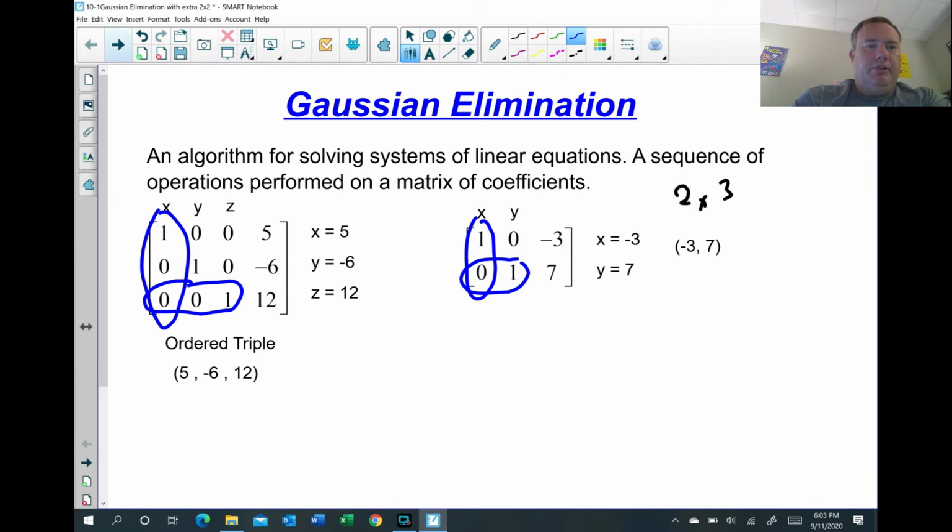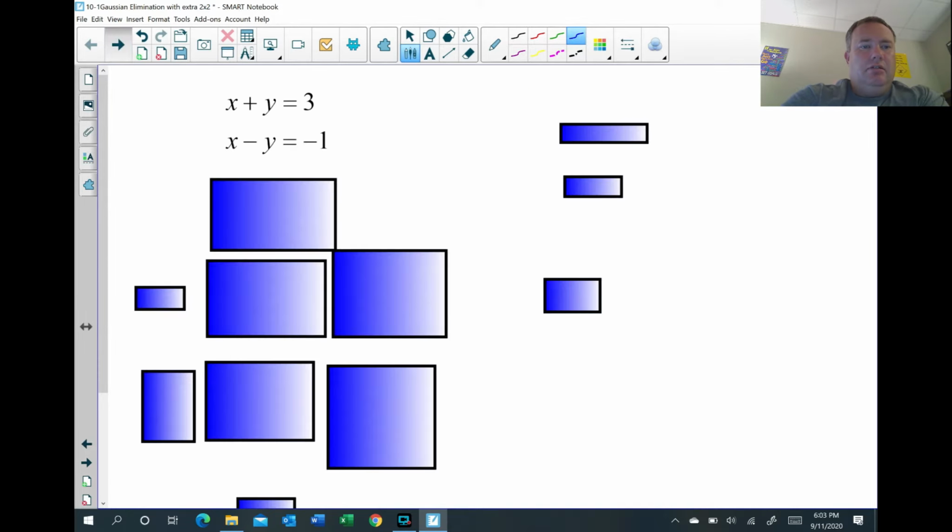All right, here we go. I'm going to do this a little quickly, so feel free to pause. Starting off, this is a system of equations: x plus y is equal to 3, x minus y is equal to negative 1. Get a chance to write that down. And again, if you've got to pause, pause.